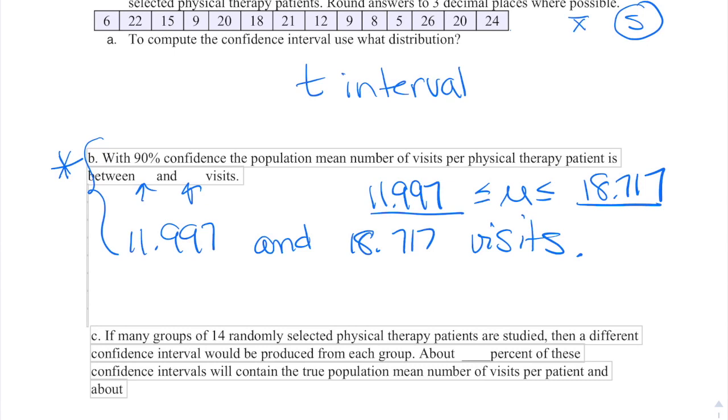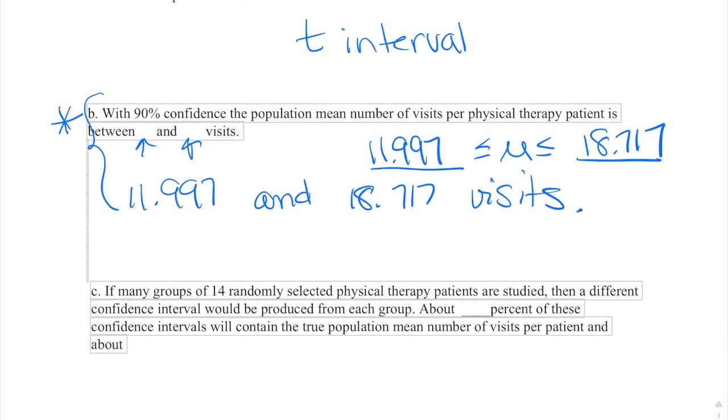So if MyOpenMath is asking this type of question, if many groups of 14 randomly selected physical therapy patients are studied, then a different confidence interval would be produced for each group. About, and this is our confidence, 90% of these confidence intervals will contain the true population mean number of visits per patient, and about 10% would not. Does that make sense?